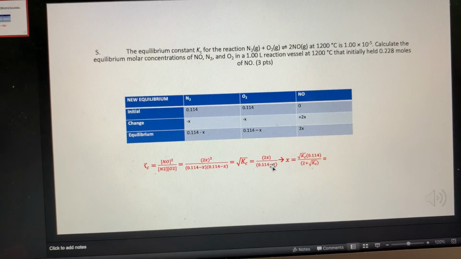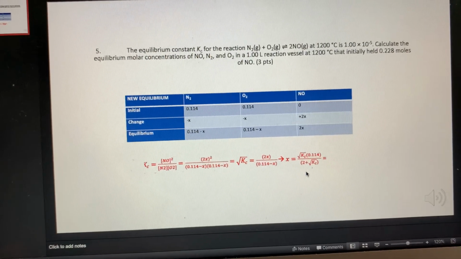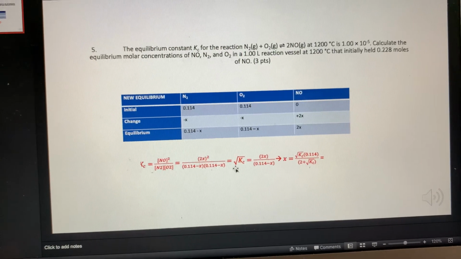And then we use this and set this. I just plugged in the values here and set this all equal to K.